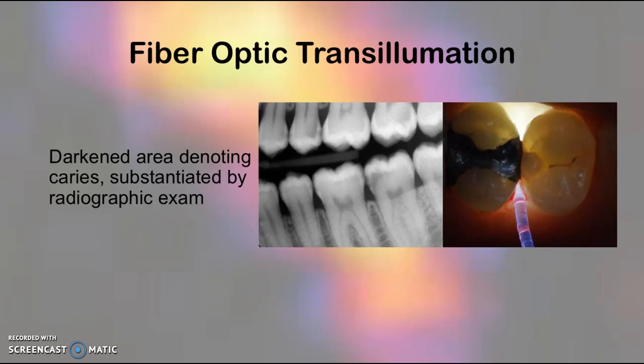And the way it works is basically it darkens the area denoting caries, and this is substantiated by the radiographic exam here in this picture. Here in this picture, you could see a carious lesion distal to a premolar, and it's substantiated by a fiber optic transilluminator.